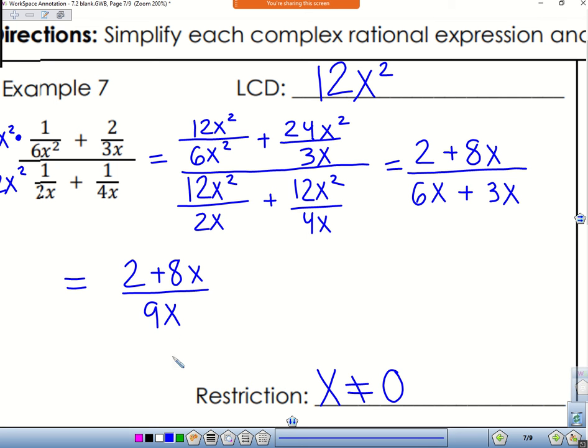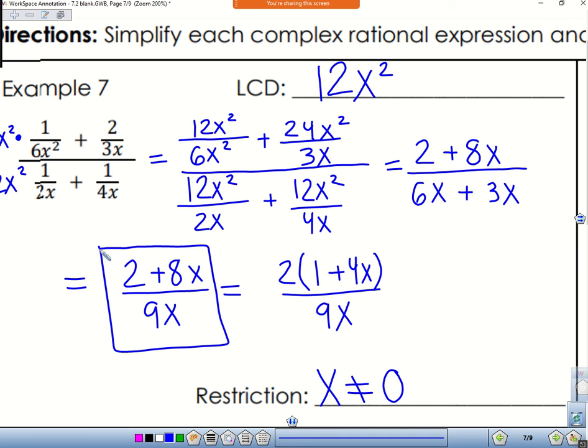You can factor the numerator, but if we do, it's not really going to help us cancel anything out. So this is our final answer, or you can write it like this: 2 times 1 plus 4x all over 9x. Either one of these is acceptable. It's actually really not that bad if you just follow the procedures. So did we develop any new restrictions in the end? Is our restriction still just 0? Just 0. Yep. So you always want to check at the end because sometimes you'll develop a new restriction, which we'll see in some cases.